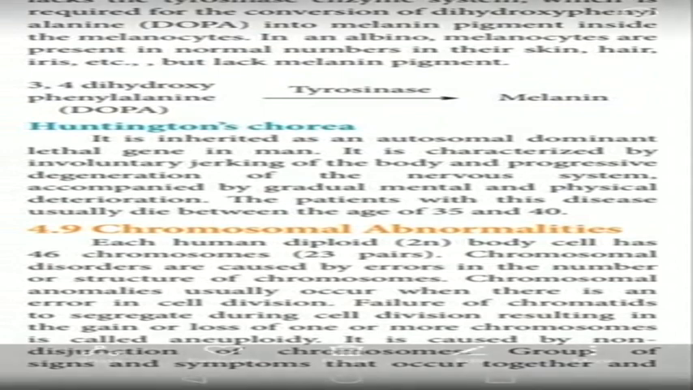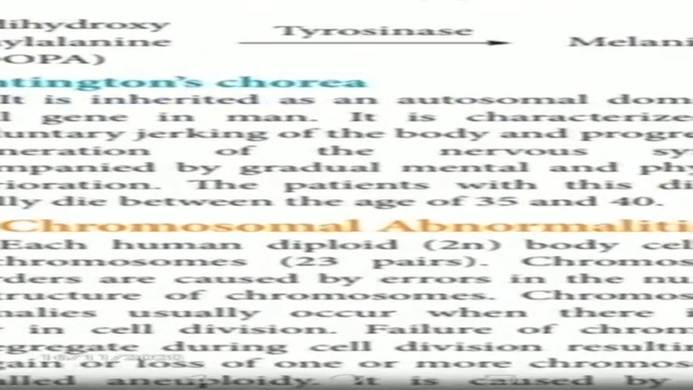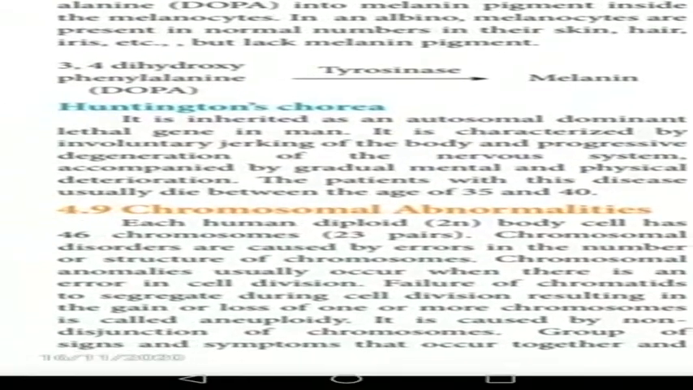The next disease is Huntington chorea. It is inherited as an autosomal dominant. It is a lethal gene in man. Lethal means it leads to death.